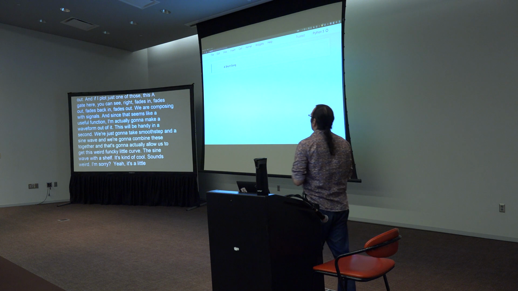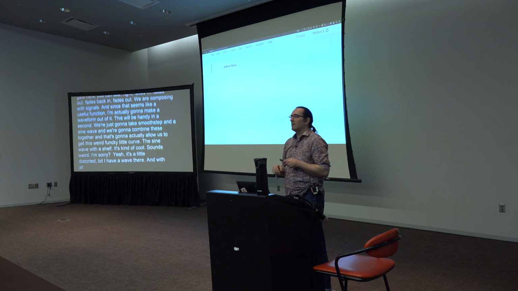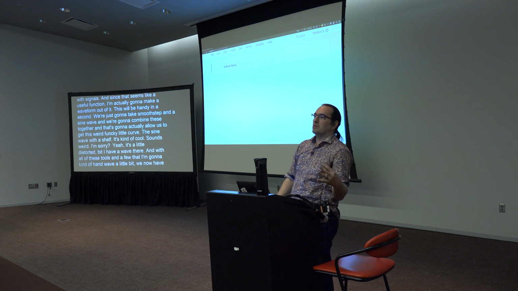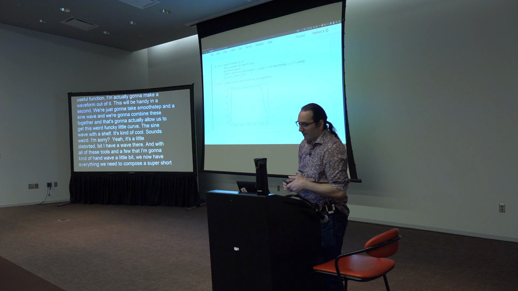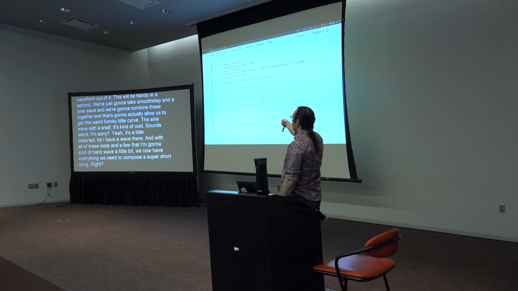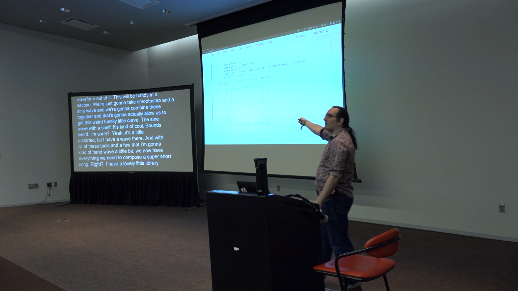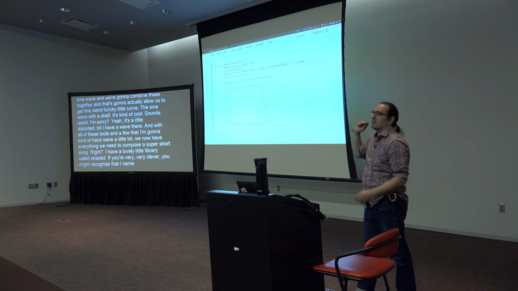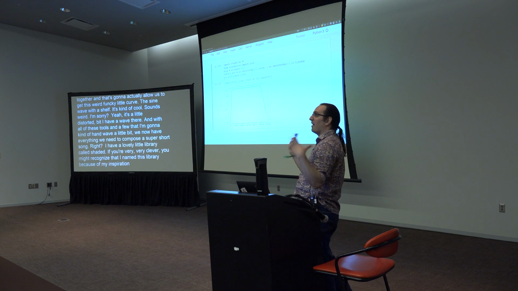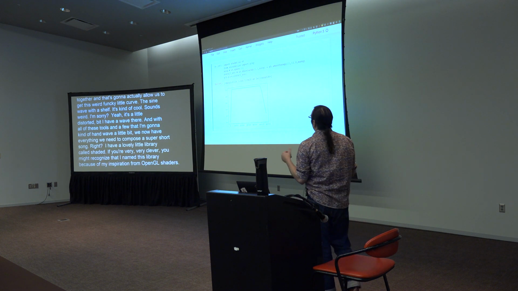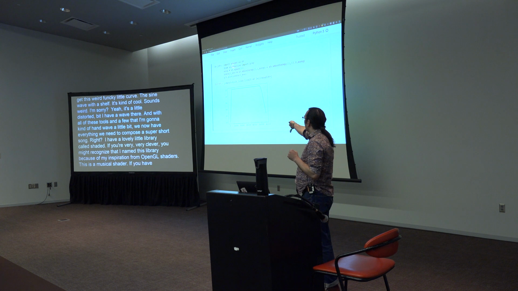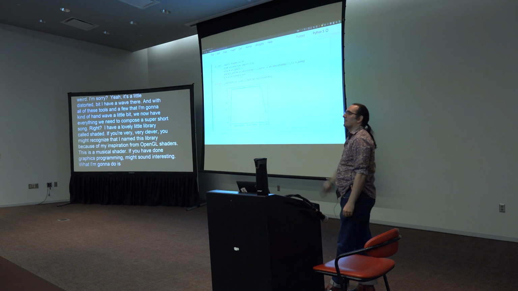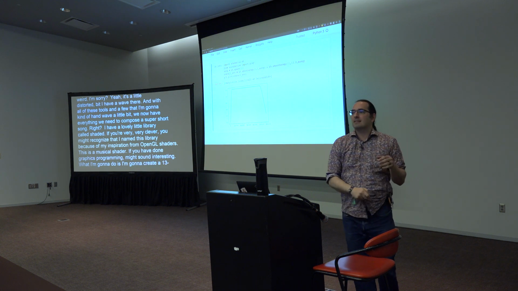And with all of these tools, and a few that I'm going to hand wave a little bit, we now have everything we need to compose a super short song. I have a lovely little library called Shaded. If you're very clever, you might recognize that I named this library this because of my inspiration from OpenGL shaders. This is actually kind of a musical shader. If you've ever done any graphics programming, that might sound interesting. And what I'm going to do is create a 13-second long block of time. That is my song.